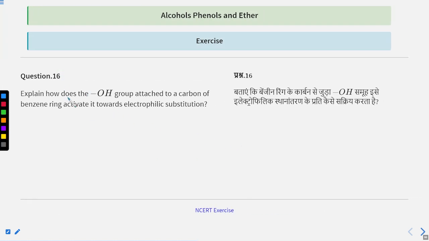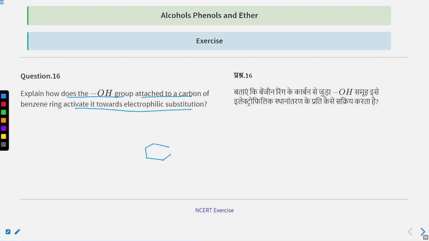Next question. Explain how the OH group attached to a carbon of benzene ring activates it towards electrophilic substitution. So how does it do so? You know very well that electrophilic substitution means we are adding a species which is attracted towards electrons. Now, if in any way you are increasing the electron density in the benzene ring, then that would help in increasing the rate of electrophilic substitution.